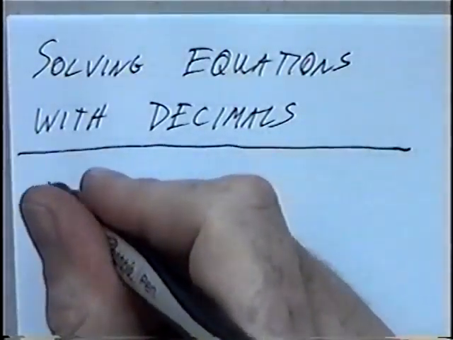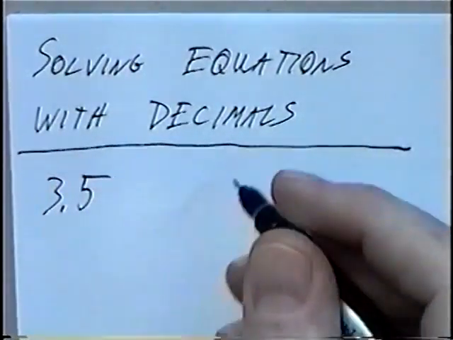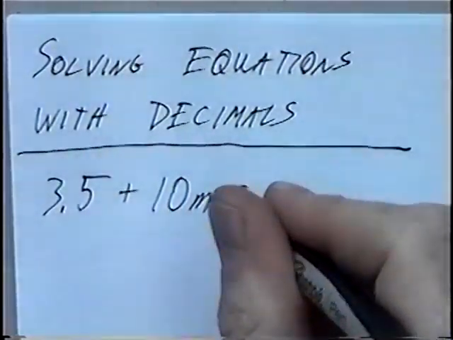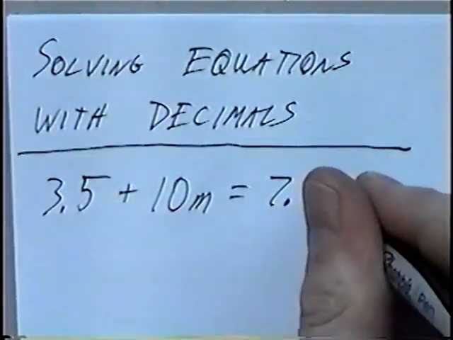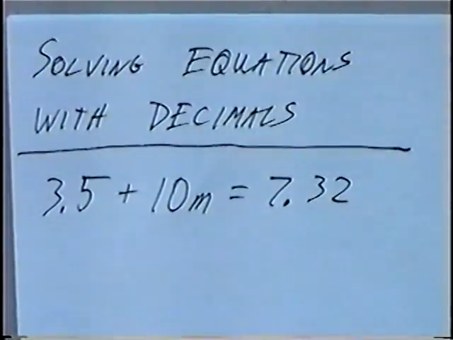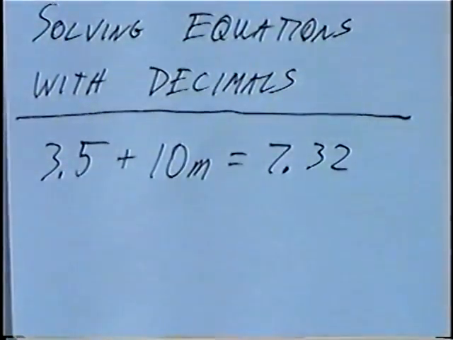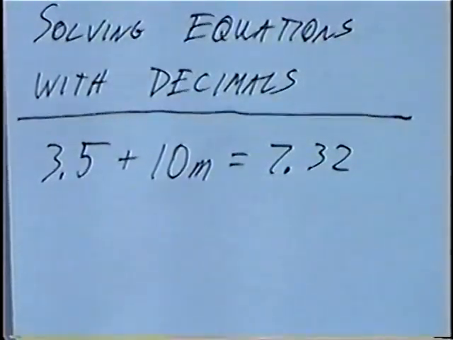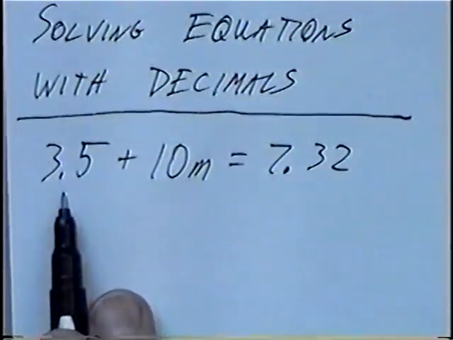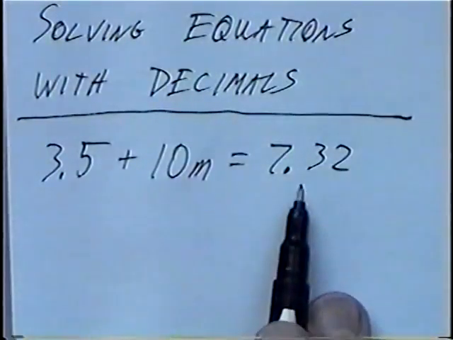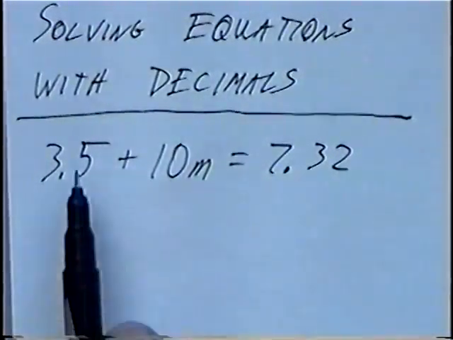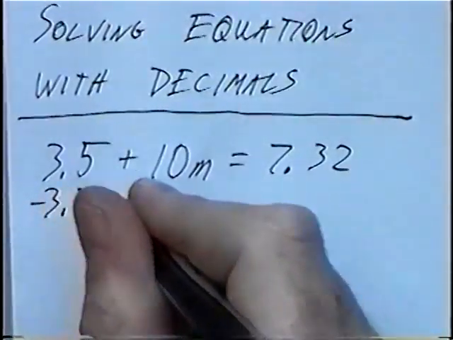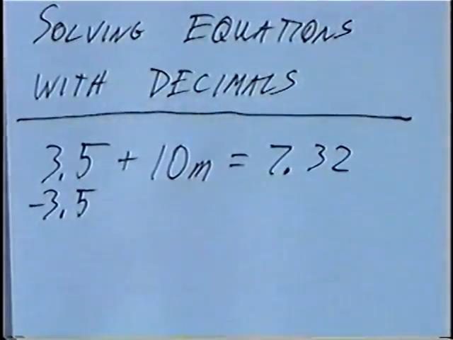First question is 3.5 plus 10m equals 7.32. Again, we want to solve for m, or get m by itself. In this case, the number that is away from m, 3.5, we want to move to the other side first. This is adding 3.5, so we'll do the opposite of minusing 3.5.